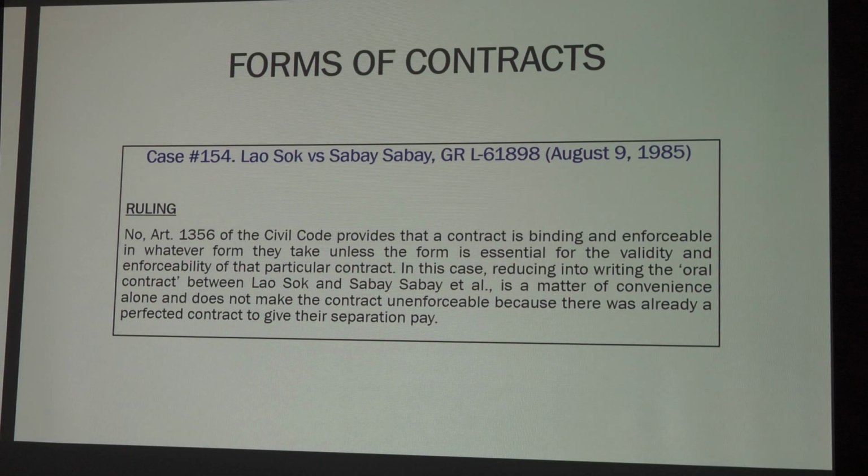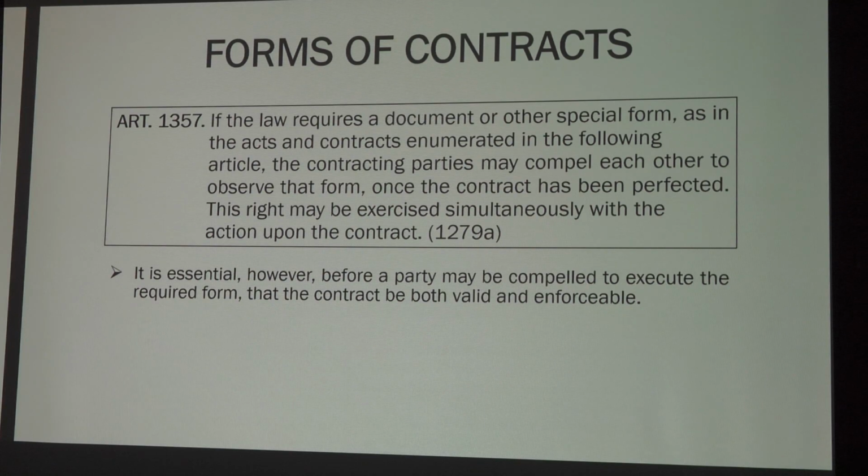Unenforceable contracts. Article 1357, if the law requires a document or other special form, as in the acts and contracts enumerated in the following article, the contracting parties may compel each other to observe that form. Once the contract has been perfected, the right may be exercised simultaneously with the action upon the contract. Okay, tatandaan nyo muna, di ba? Before a party may be compelled to execute the required form, it must be valid and enforceable.